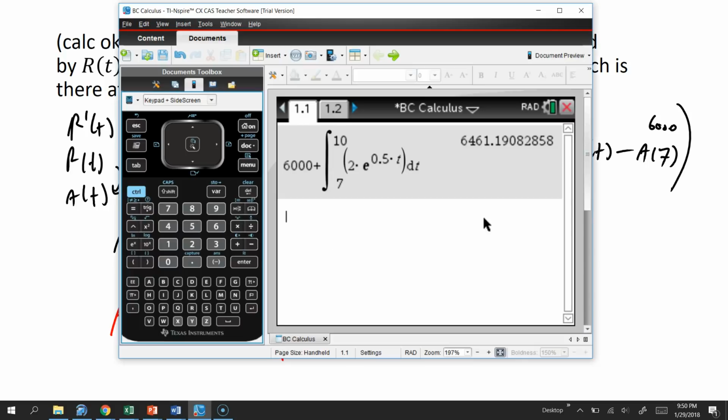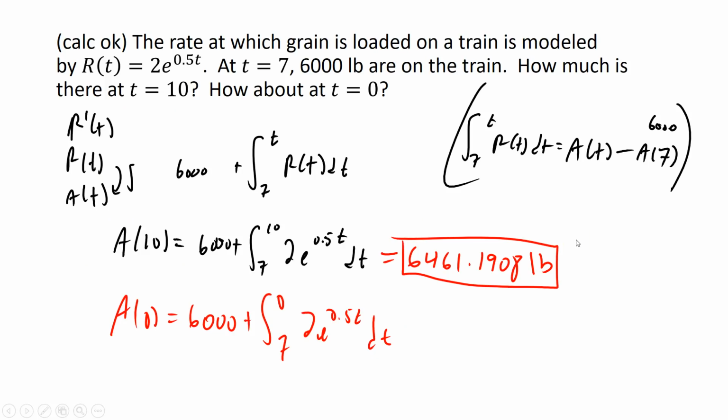So I'm going to do 6,000. I'm going to hit up twice here. All I'm going to do is change that 10 to a 0. It should be less than 6,000. Looks like we started with 5871.5381.